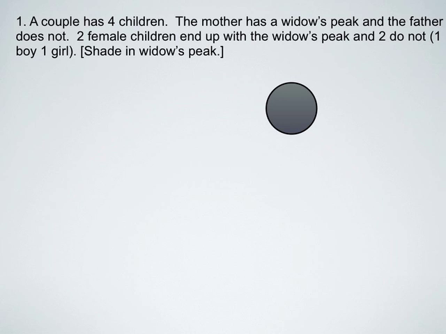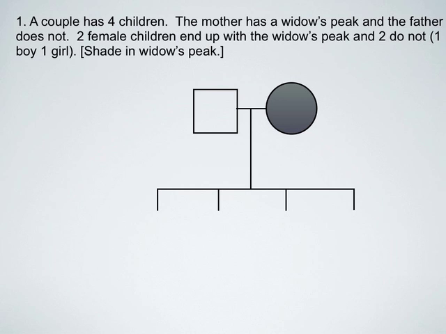All right, the father does not have it. What does he get? A plain square. All right, they have children, 4 of them. Let's make a space for each of those children. 2 of their female children end up with a widow's peak. Raise your hand if you can tell me their symbol for 2 girls with a widow's peak.